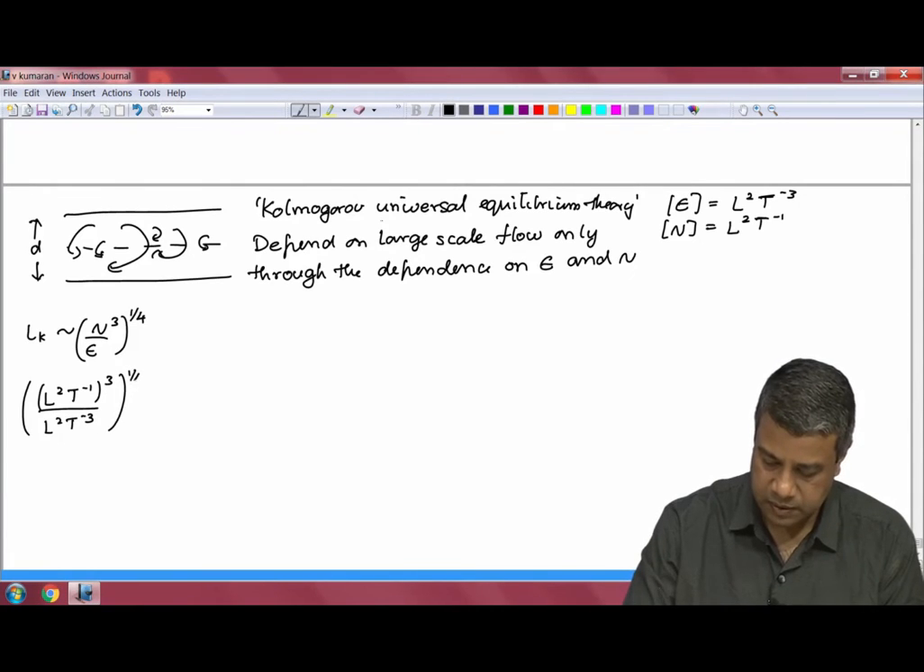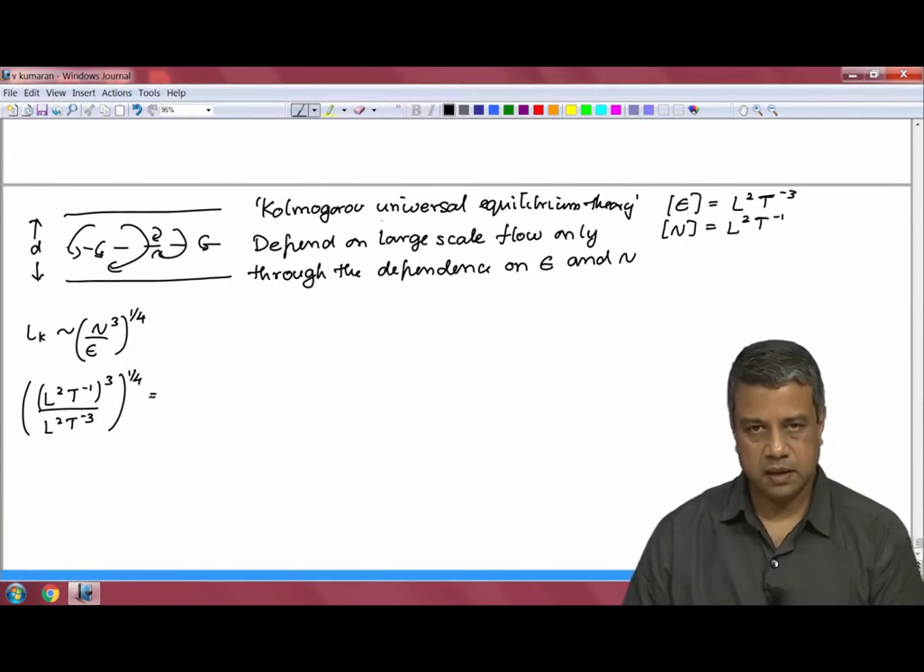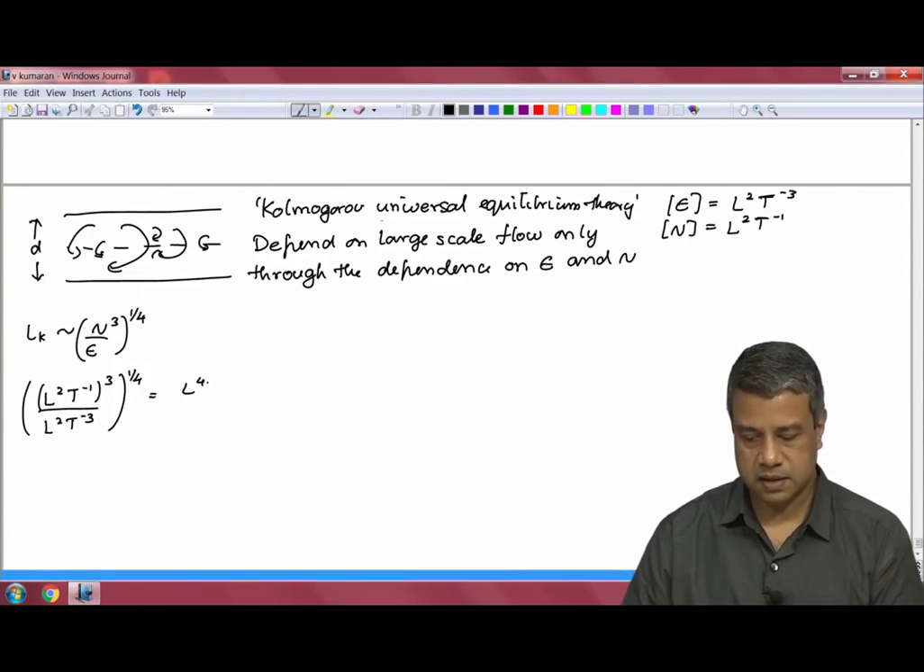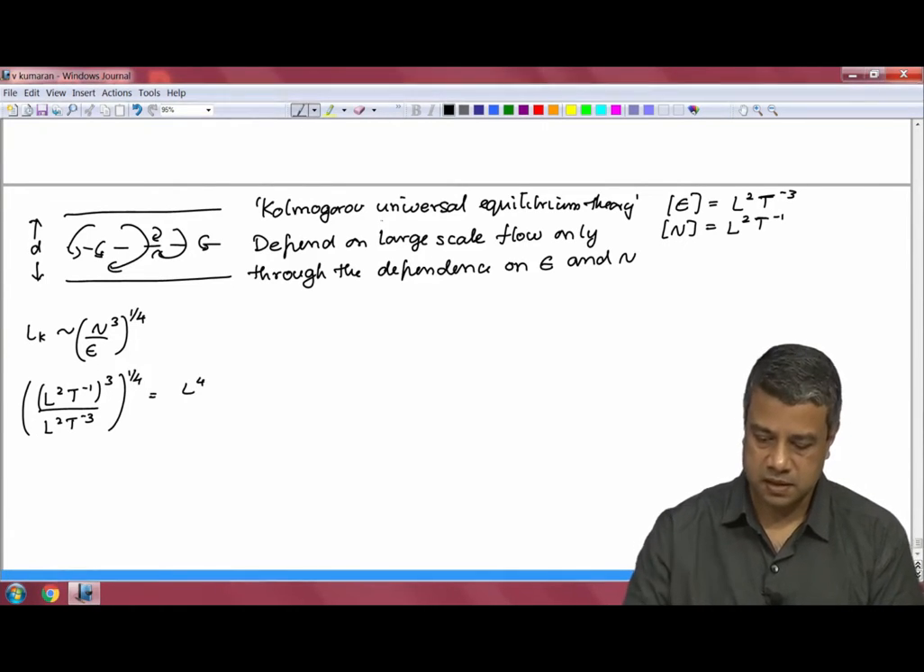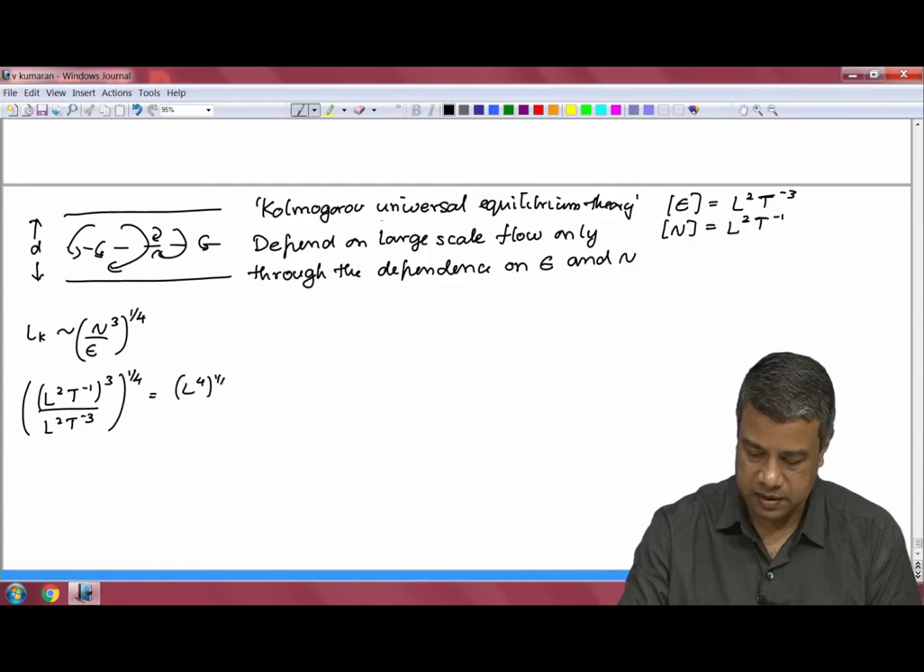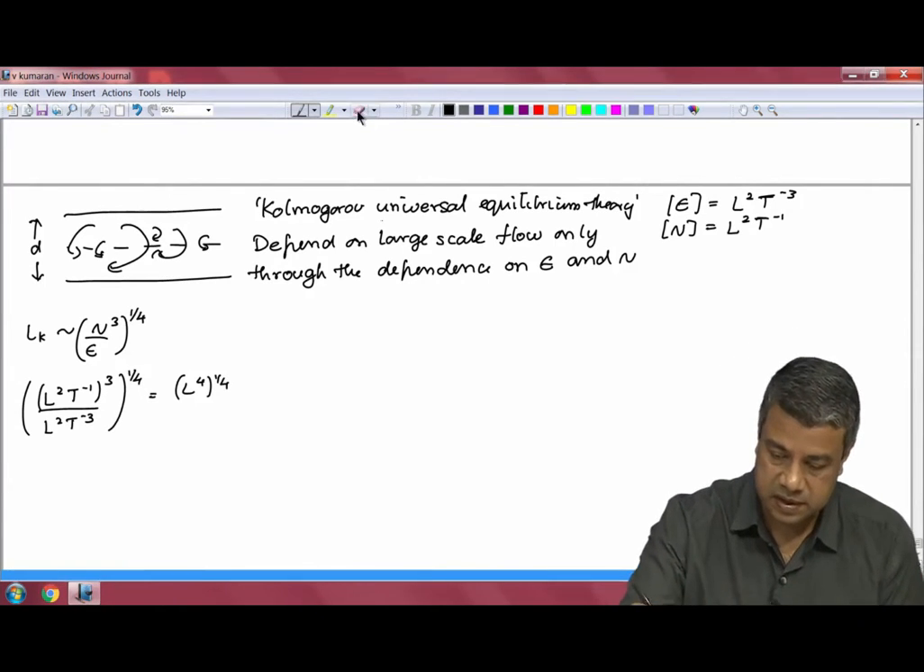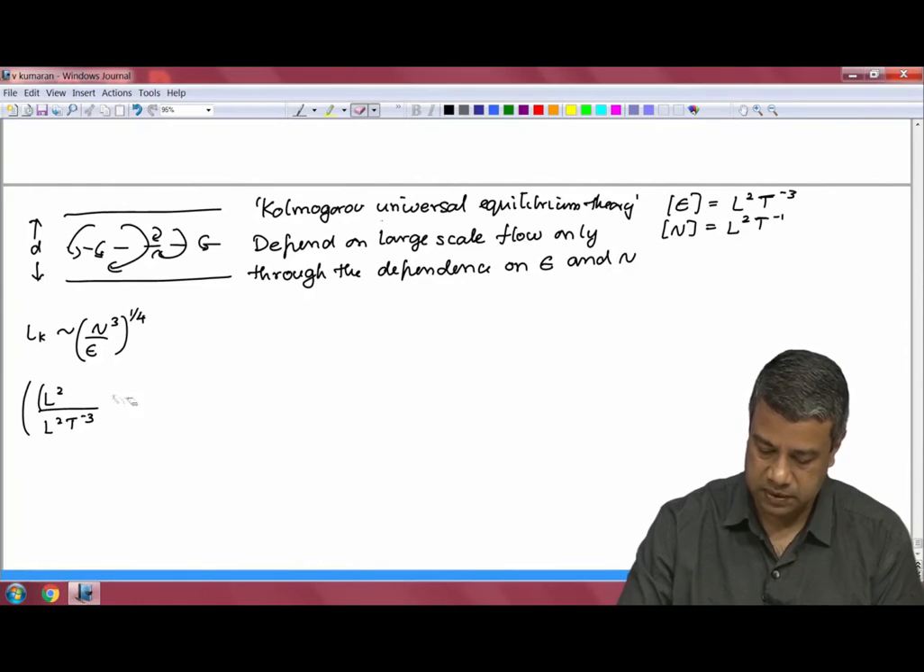Whole power 1/4. And in the numerator I have L power 4. When I cancel it out, the time scales cancel out, and therefore this to the 1/4 is just a length. So, that is the length scale of the smallest eddies in the flow.